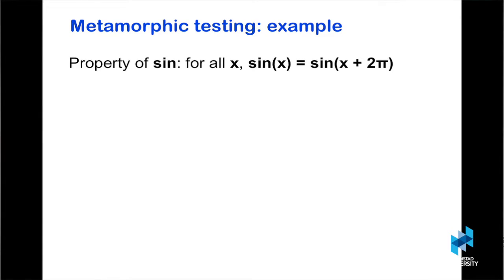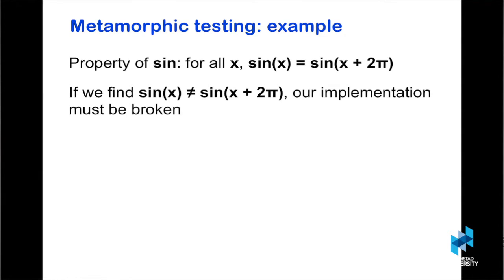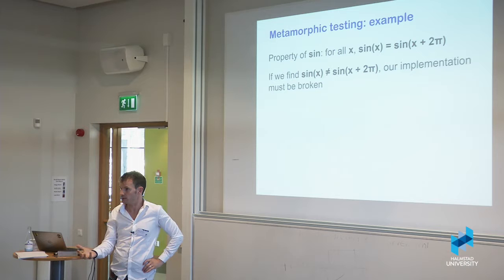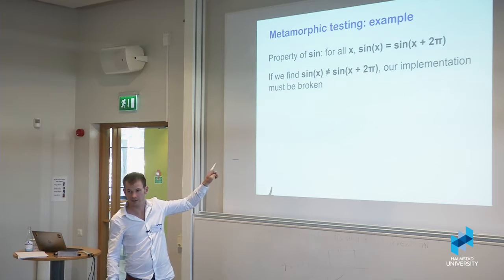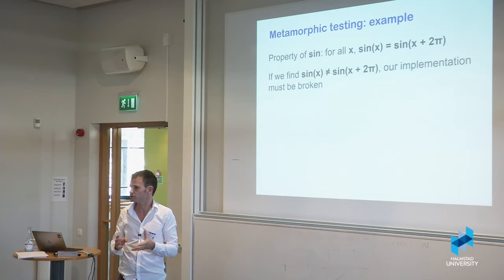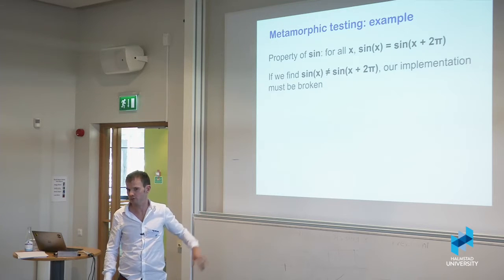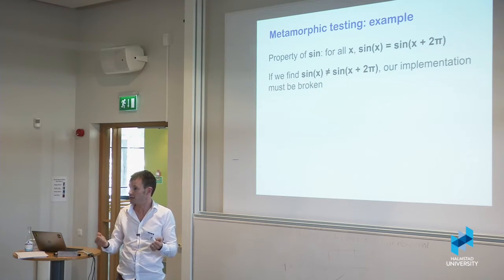But what we do know, for example, is that for the sign function, the sign of x is the same as the sign of x plus 2 pi. We know that's a mathematical property of the sign function. So what we could do is test our implementation with some value x and with x plus 2 pi. And if we find that we get different results, then we know our implementation of sign can't be correct. We obviously have to take account of floating point rounding error here. We would have to have some kind of fuzzy equality that uses an appropriate epsilon to say whether the result is acceptably close. But in principle, we can use inequality between these should-be-equal values to find bugs in our implementation of sign.